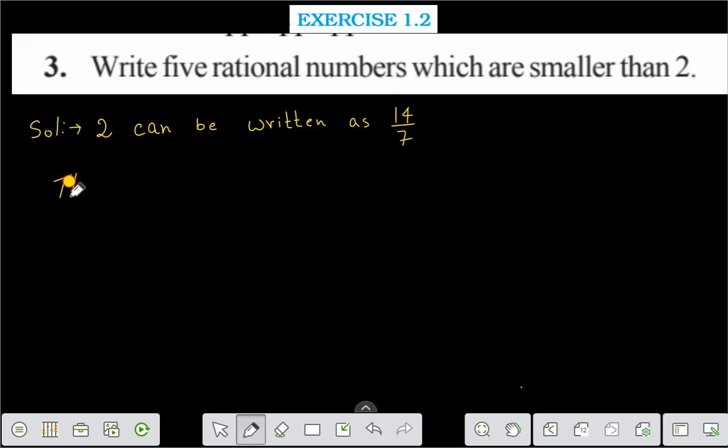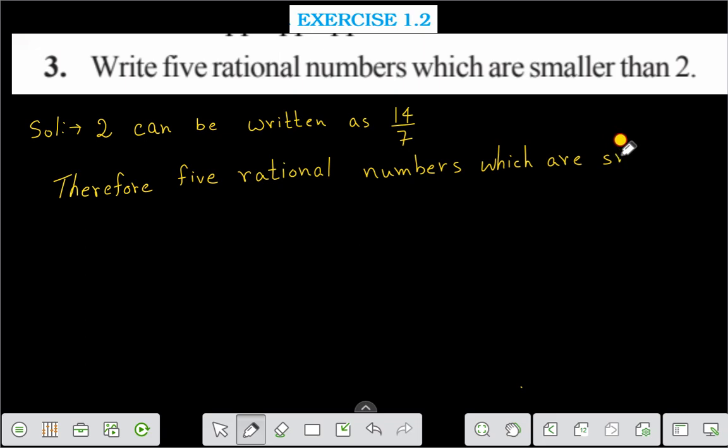Therefore, 5 rational numbers which are smaller than 2 are.